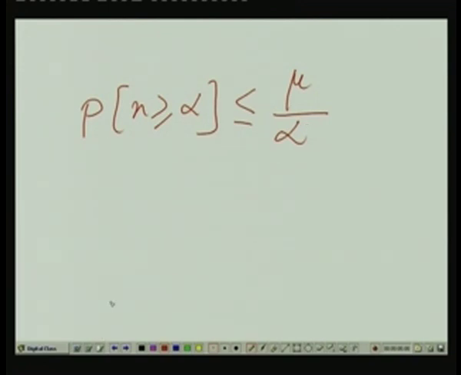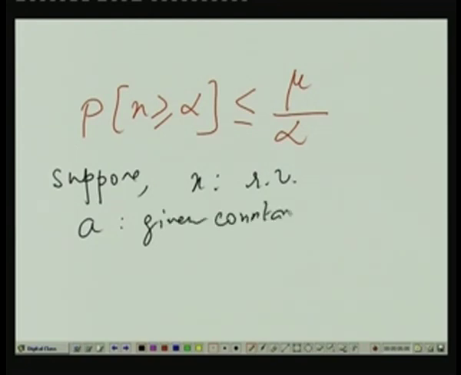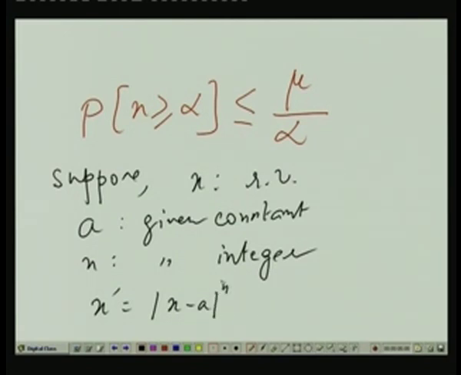Now suppose x is a random variable, a is a given constant, and n is a given integer. You consider a random variable x prime, which is nothing but the mod of x minus a, whole to the power n. So obviously x prime is a random variable that takes only positive values.